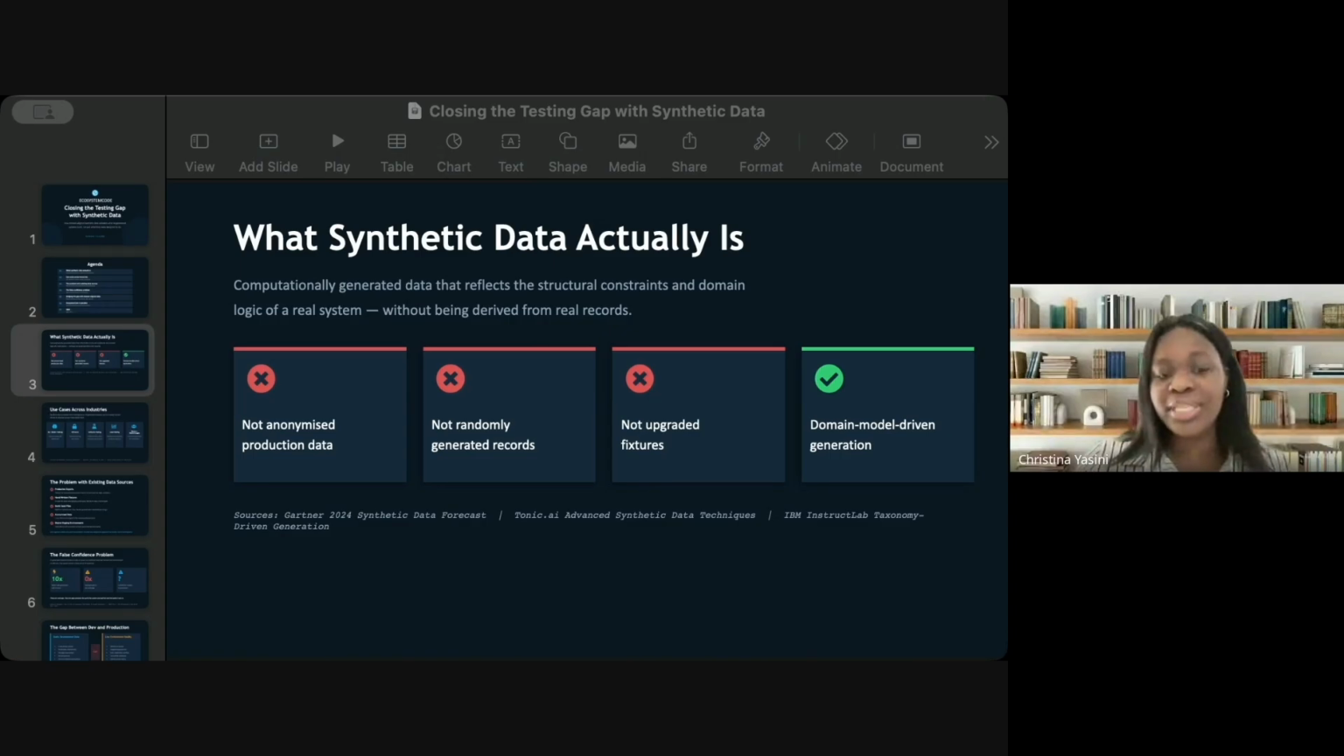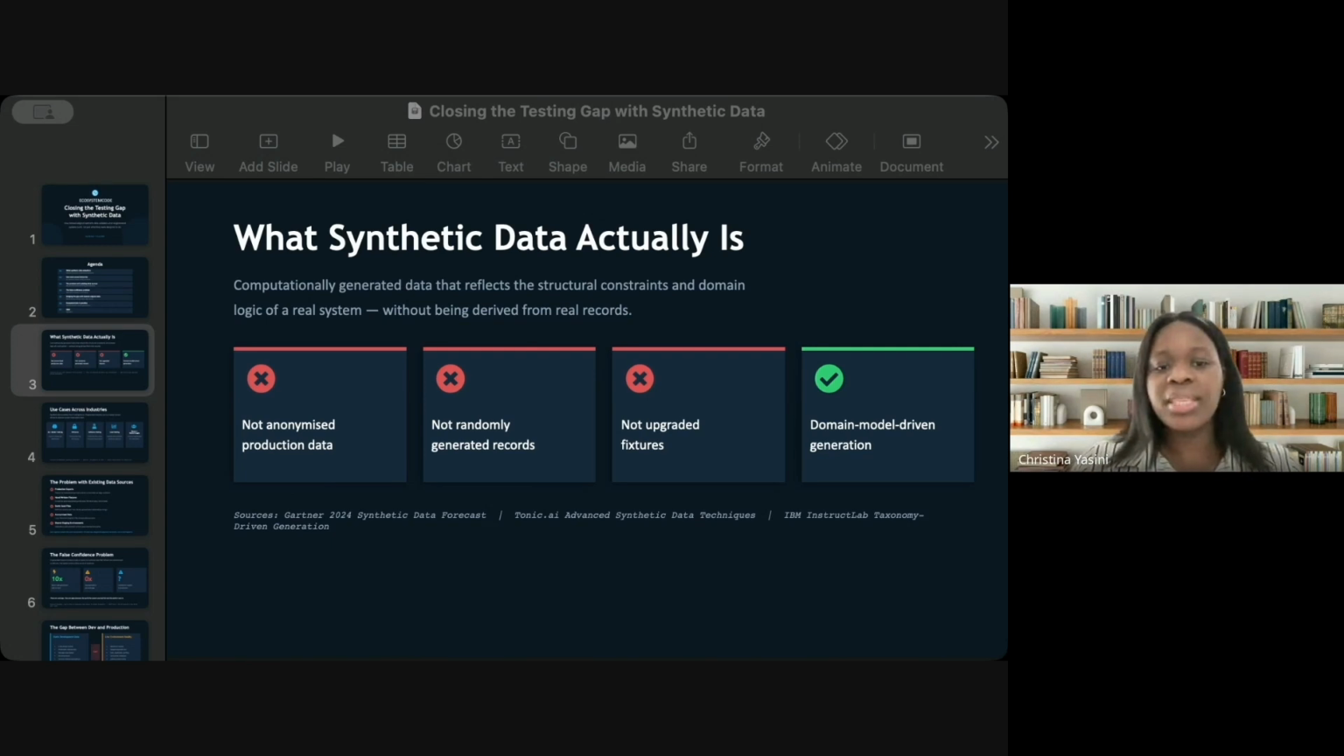And by structural constraints, we mean that the data respects the actual rules of your system. So if an order must belong to a customer, every synthetic order has a valid customer reference. And if a status field can only be one of 5 values, the synthetic data never produces a 6th, which connects to our understanding of domain logic.